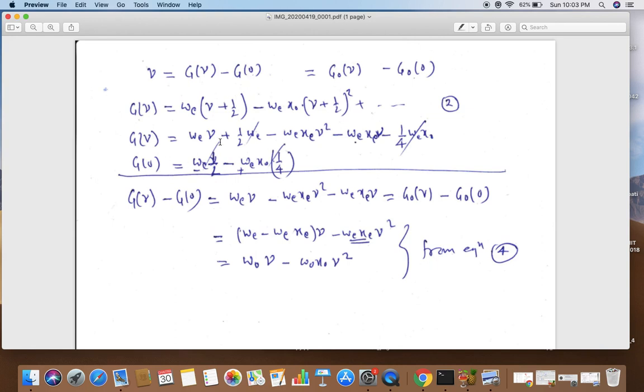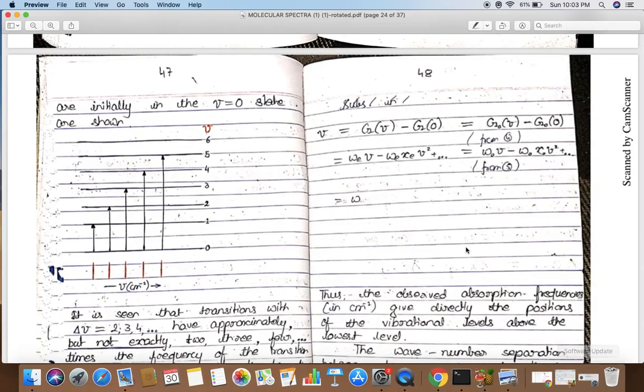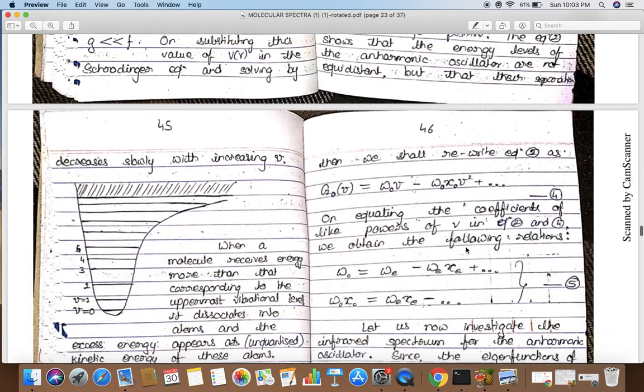Then just subtracting these, these two terms are cancelling out, and you have ωe ν − ωe xe ν² − ωe xe ν. And this must be equal to, from the relation in equation number 4, G(ν) minus G(0). Then from here, you know that this quantity is equal to my ω0, and this quantity is my ω0 x0, from equation number 5.